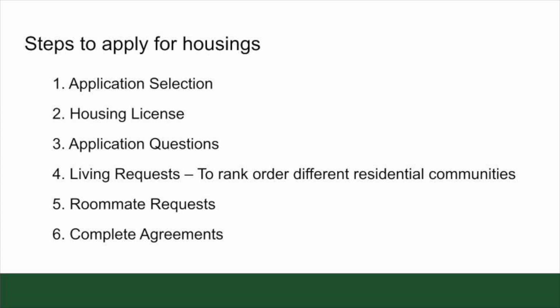For the application, you'll be going through the housing license and reviewing it so you understand all of our different policies and rules here in housing, as well as filling out the application questions. After that, you'll be able to put in any requests that you have for our different residential communities, as well as make any roommate requests. If you're looking to reside in either Johnson Hall or in gender inclusive housing, then there'll be a separate agreement which you must also complete.